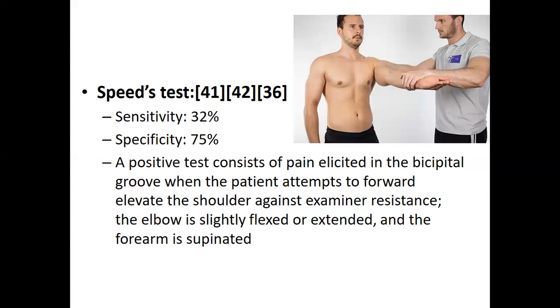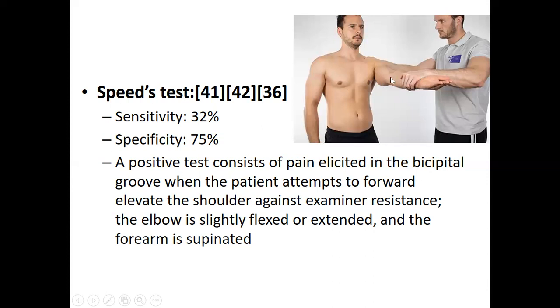In the Speed test, usually the patient would elevate the shoulder. During the elevation, the therapist has one hand on the shoulder, while the other hand is on the distal forearm. The test is considered positive if the patient attempts to elevate the arm further and the therapist provides resistance.